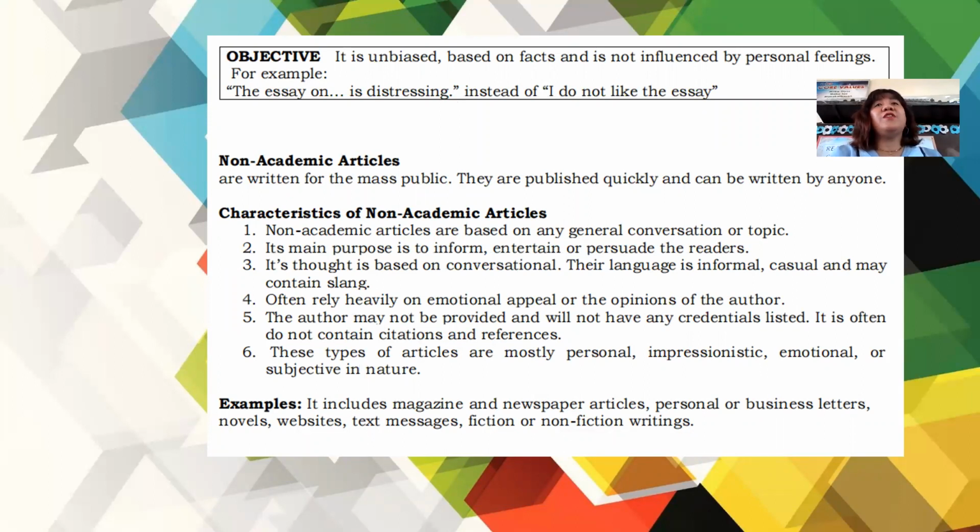Well, non-academic articles are based on any general conversation or topic. Number two, their main purpose is to inform, entertain, or persuade the readers. Number three, their tone is conversational, and their language is informal, casual, and may contain slang. Number four, they often rely heavily on emotional appeal or the opinions of the author. Number five, the author may not be provided and will not have any credentials listed. They often do not contain citations and references. And last but not least, these types of articles are mostly personal, impressionistic, emotional, or subjective in nature.